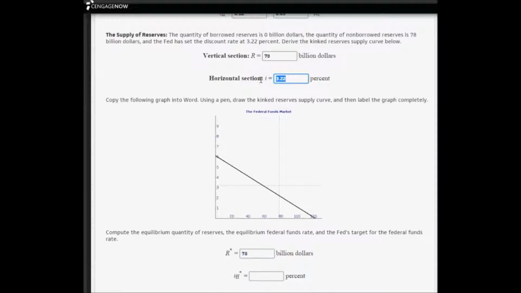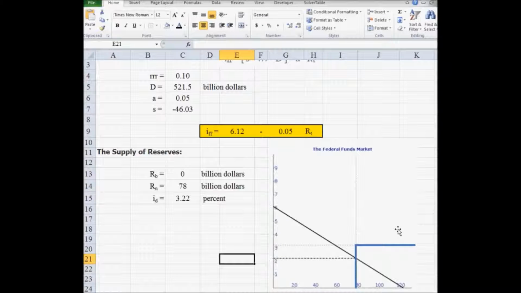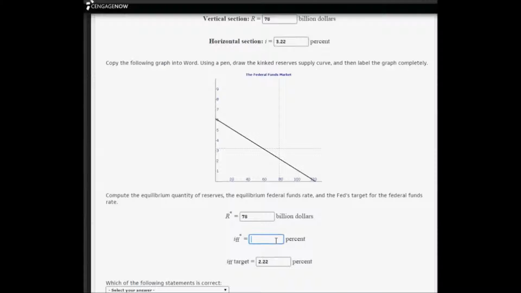The target is 1 percentage point less than the discount rate. So if the discount rate is 3.22, the target is 2.22. The federal funds rate is determined by plugging the quantity of reserves into the demand for reserves. And that equals 2.22. So it looks like the federal funds rate is equal to its target.